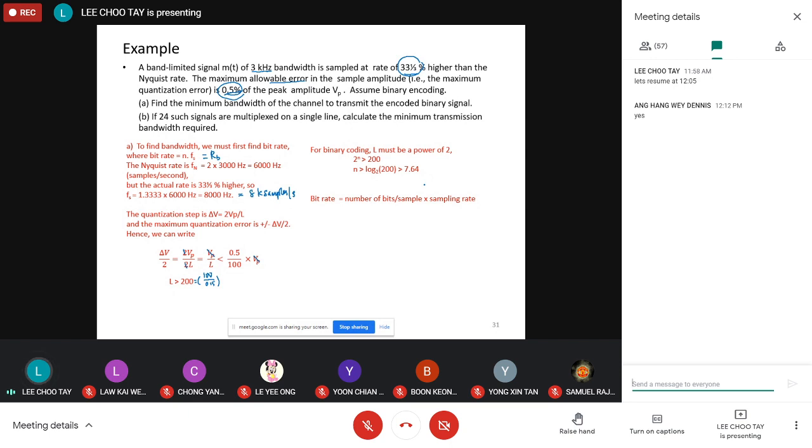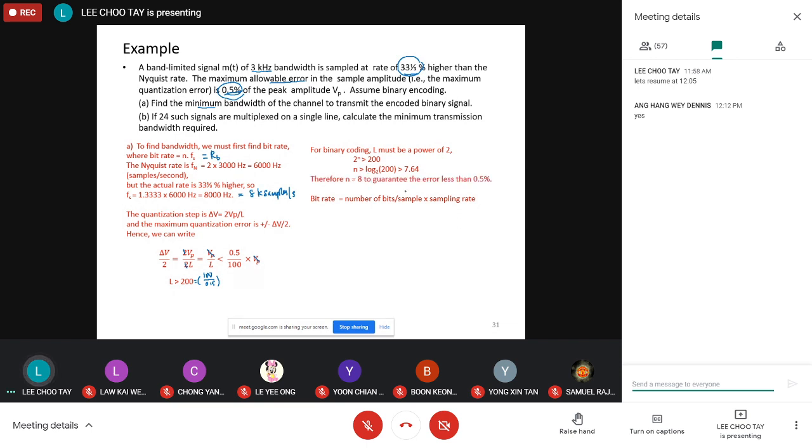But why do we use 8 instead of 9, 10, or 11? It is because we just want to know the minimum bandwidth. If you use a bigger value for n, your bandwidth will be bigger as well; you need a wider bandwidth. But we just want the minimum bandwidth, so we use the minimum value for n, which is 8.